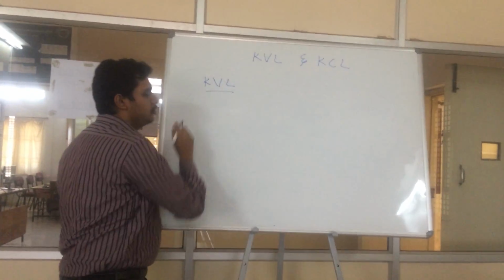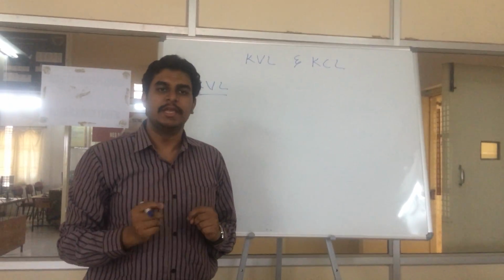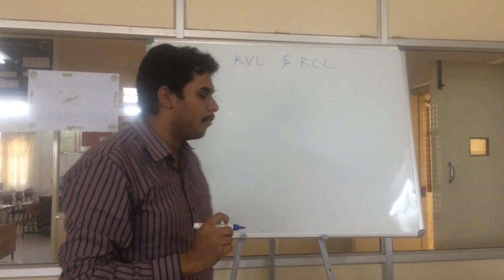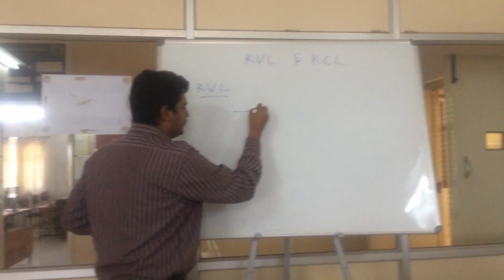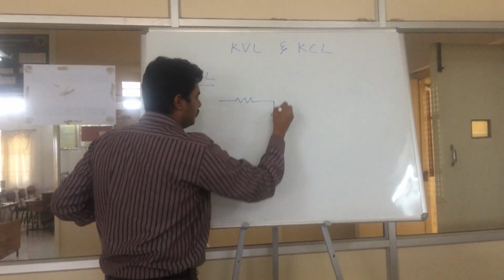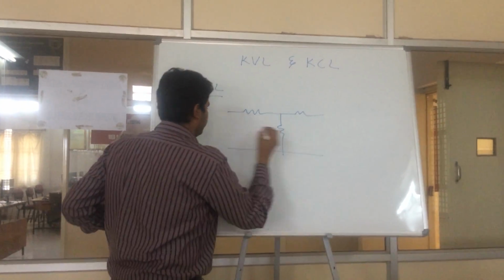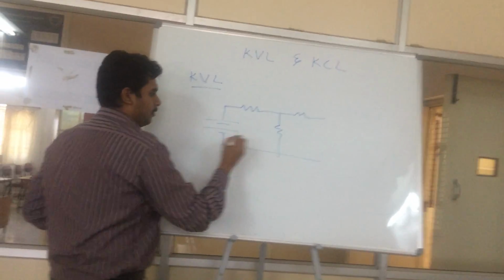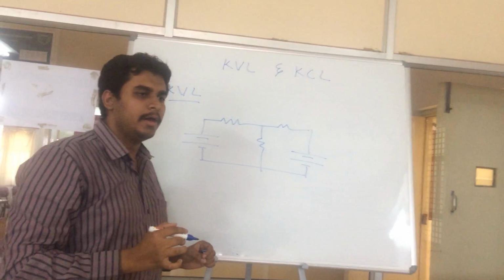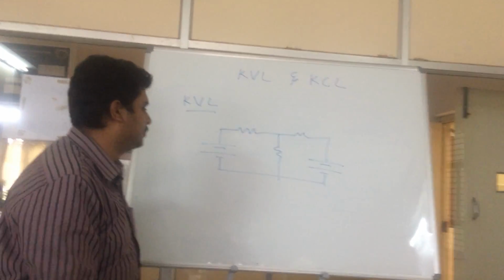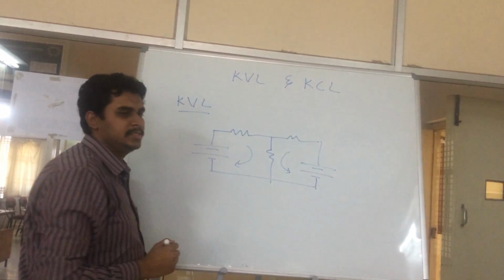KVL stands for Kirchhoff voltage law. Basically, it is defined as the algebraic sum of voltages in a closed loop is equal to 0. So I'll give you a small example. Let us take three resistors, one kept in parallel with it, and two supply sources. I am keeping the currents in opposite directions, one in the clockwise direction and another in the anti-clockwise direction.